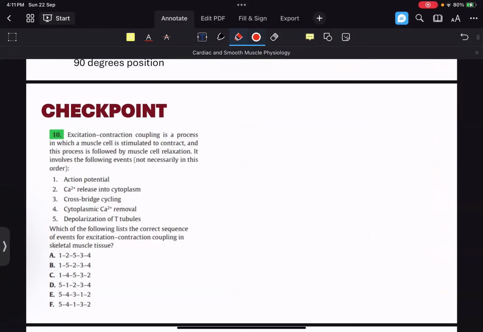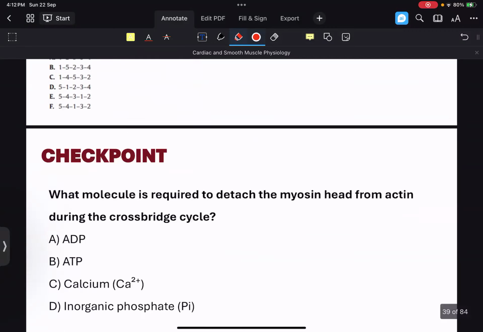So for those, let's just walk ourselves through it real quick. They're just telling you to organize the order in which these actions happen. First of all, you're going to have your action potential. After the action potential happens, you will have the depolarization of the T tubules, which will cause the calcium to enter the cytoplasm. Once the calcium enters the cytoplasm, you will have cross-bridging. Once you have cross-bridging, you want to relax, so you'll have calcium removal. Very easy, very straightforward. And, oh, one more question.